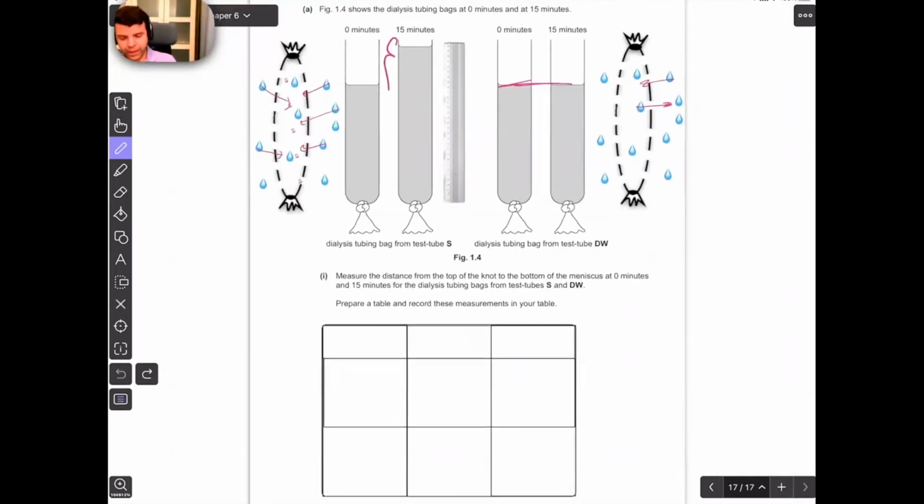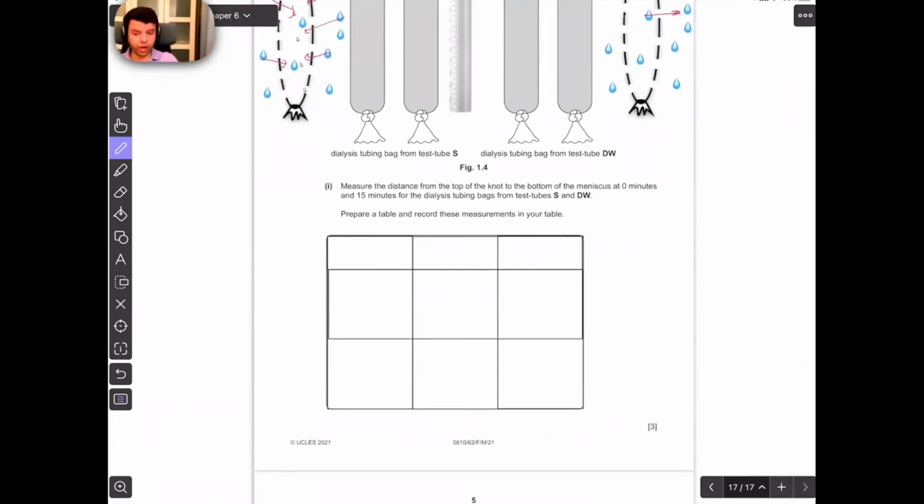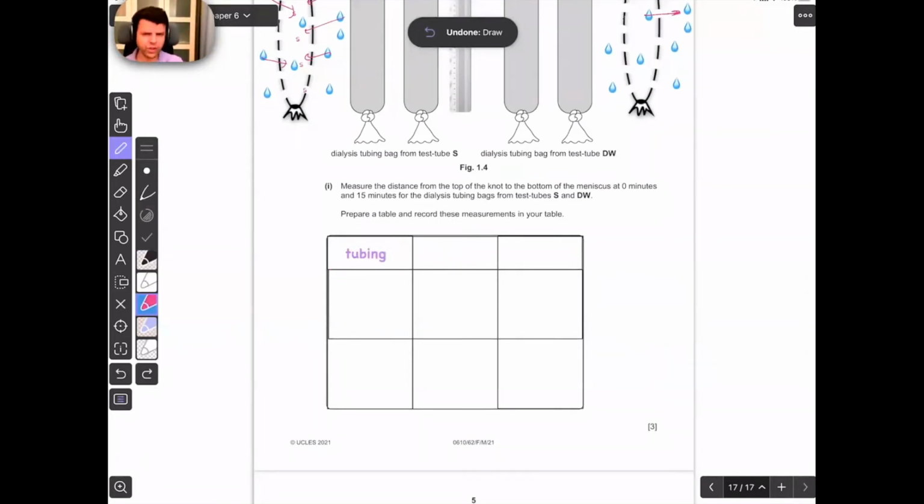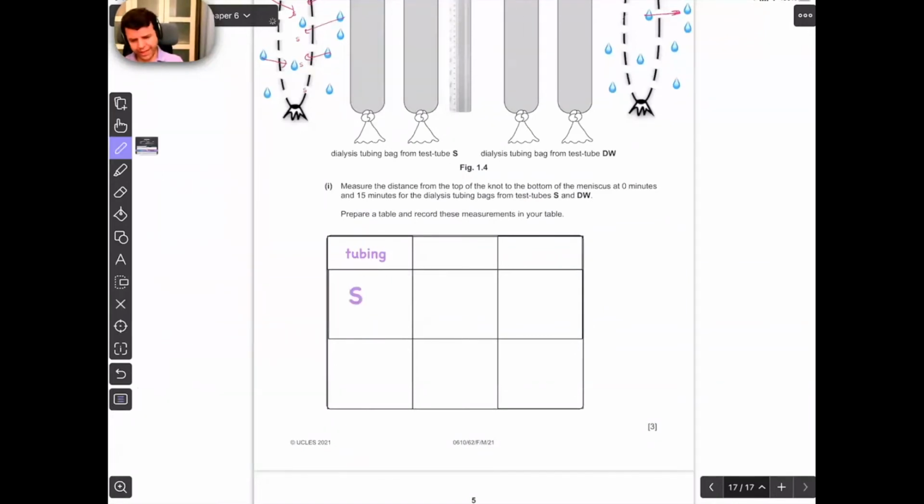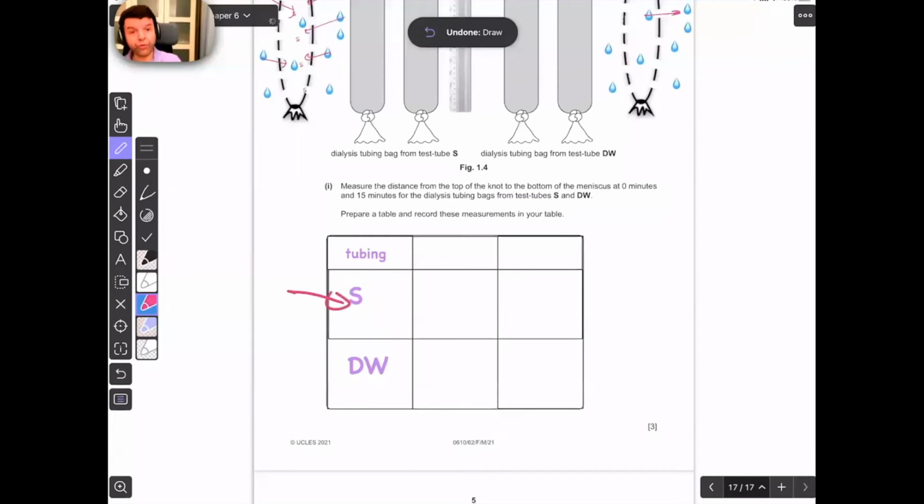So look what I'm going to do. I'm going to make a table of 3 columns. The column on the left would be for the independent variable. What am I changing here? Do you notice what I was changing? I was changing the content of the bag. So I'm going to say here, tubing, or the content of the bag, or the concentration. And I write what? I write S, and I write DW. Again, S in the question refers to the sugar, sucrose, and DW refers to distilled water.